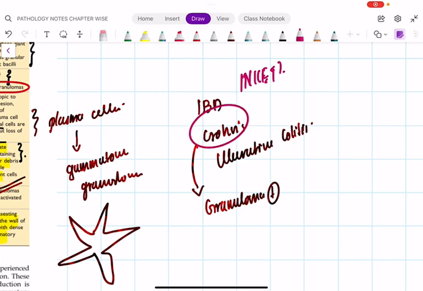Crohn's disease only has granuloma. Ulcerative colitis, the granuloma is absent. Which of the following is not an example of a granulomatous inflammation? You can go for ulcerative colitis. Non-caseating granuloma examples are leprosy and sarcoidosis.